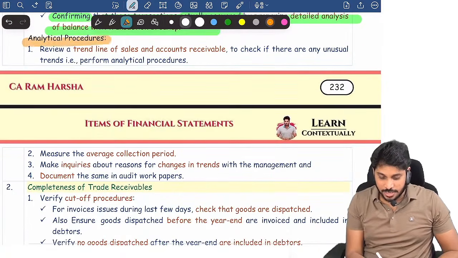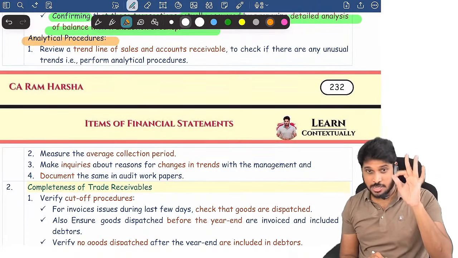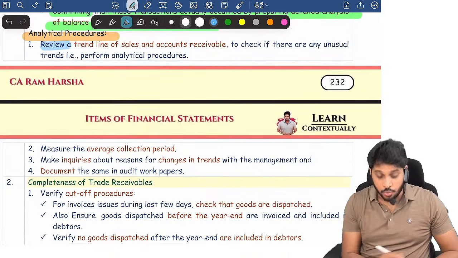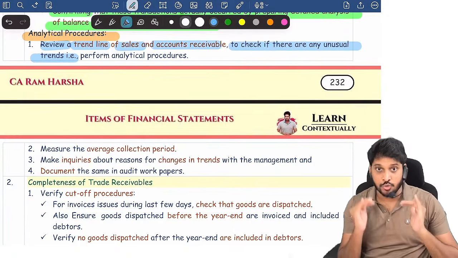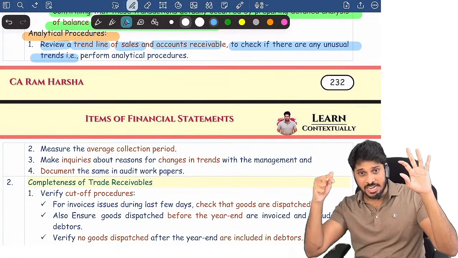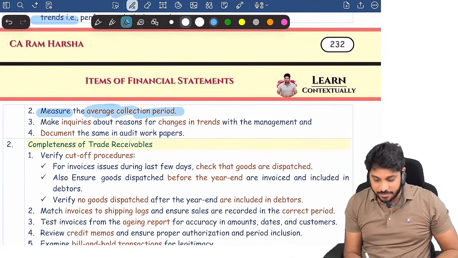And not only that, apply analytical procedures for debtors. To know whether debtors are really existing or not, apply analytical procedures. I will review a trend line of sales and accounts receivable to check whether there is any unusual trend. I will see the April, May, June, July, August, September month-wise trend. I will see last year to current year sales trend, and I will measure the average collection period.